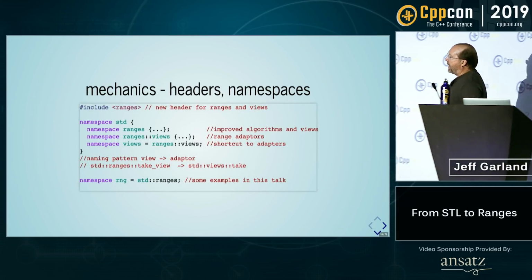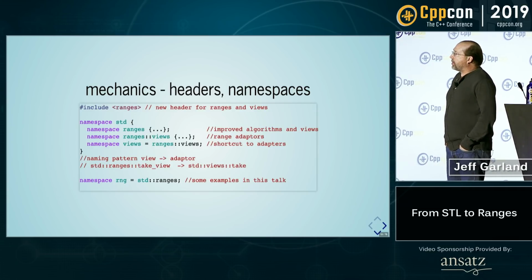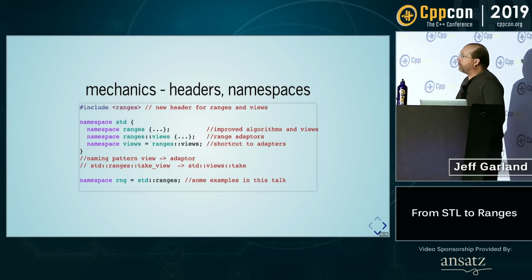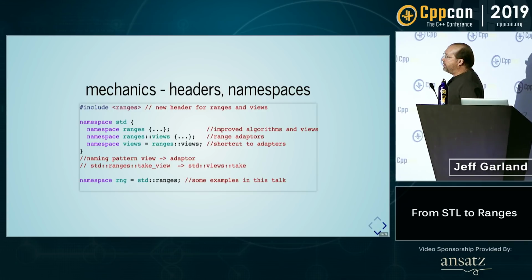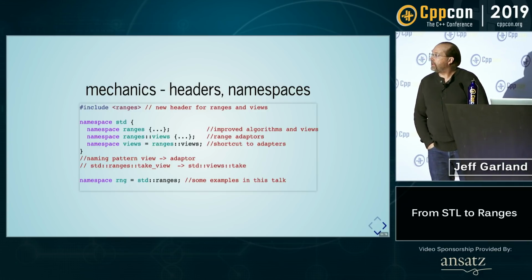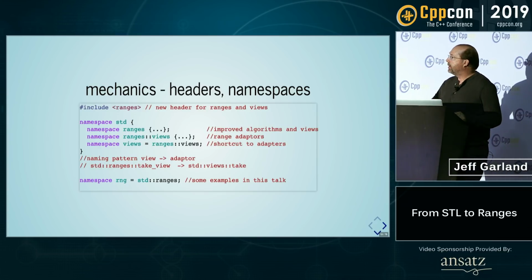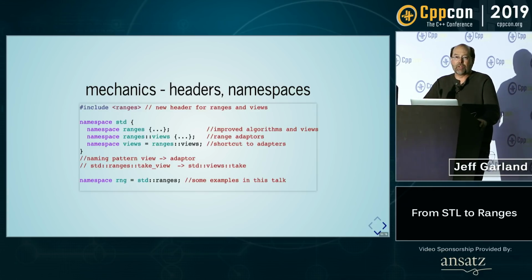And we're going to detail that a little bit more in a minute. So how does this lay out in terms of the mechanics of it? So in C++20, there'll be a new header called ranges. There'll be 3 new namespaces. There's the ranges namespace. That has both the new algorithms and the views in it. And there's a ranges sub namespace called view, which has the range adapters in it.